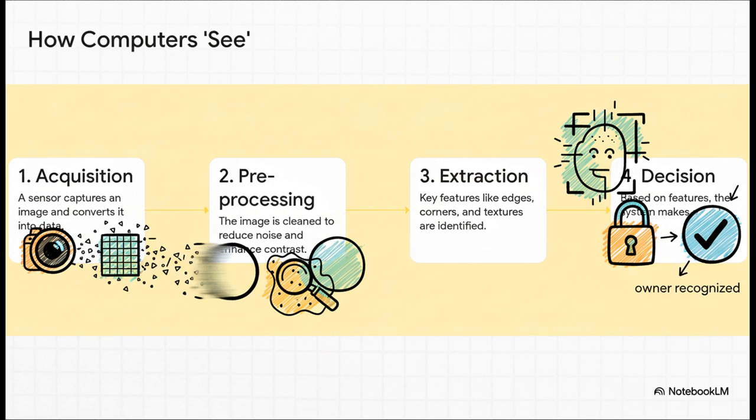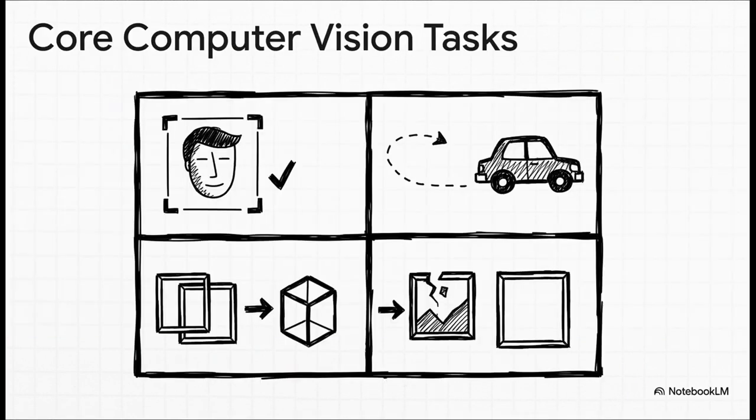Stage 3 is where the real magic starts, extraction. The system hunts for key features, the edge of a jawline, the corner of an eye. And finally, the decision phase. It puts all those features together and asks, do these specific features match the phone's owner? Check. Access granted. And that same basic process lets computers do way more than just recognize faces.